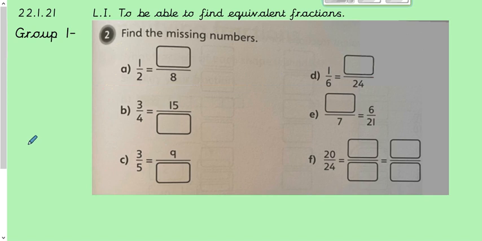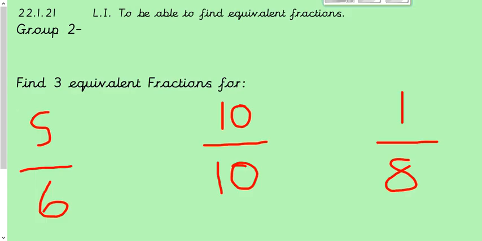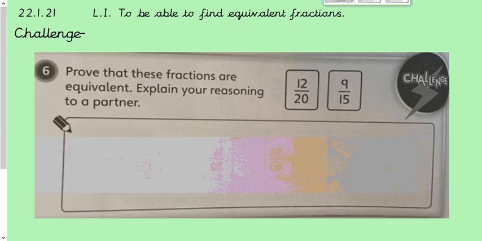This is the second question for group 1, so you might want to pause the video to have a look at this one. And then this is group 2. And this is group 2 as well. And the challenge, if you go on to the challenge, okay? So pause the video, have a go at them, give yourself about 20 minutes, and then come back and we'll go through the answers.